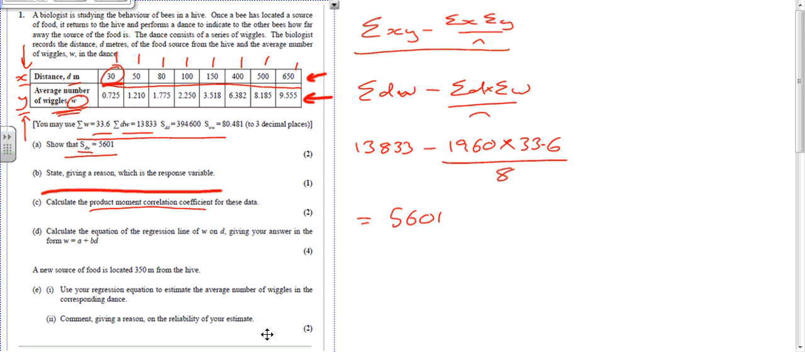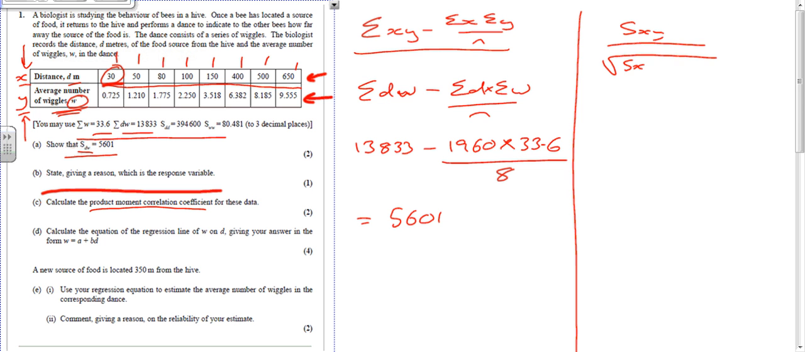So if we know that it's Sxy over the square root of Sxx Syy. So we know that Sxy, or in this case Sdw, is that one on top, so it's going to be 5601 over the square root of Sdd, which they tell us is this one here, and Sww, which is this one here.